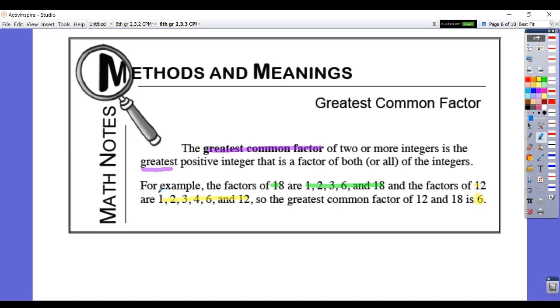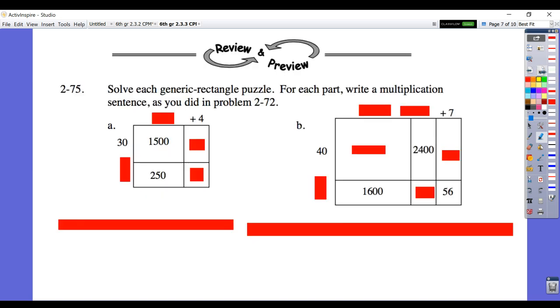So they both have 1 in common, they both have 2 in common, and 3 and 6, but the largest common factor, the greatest common factor, which we usually abbreviate to be GCF, would be 6. All right, so that is one of the main concepts they want you to learn from this unit.